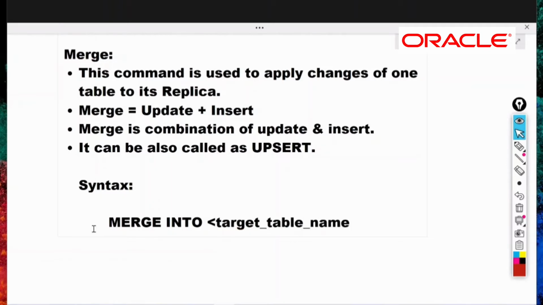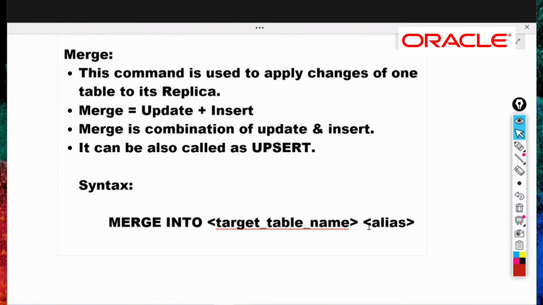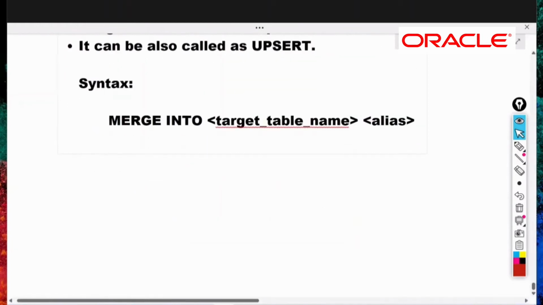So it's better to give alias names here, because table names may be lengthy. To make the table name short, we use an alias here. So we give the target table alias name here. Merge into table name, table alias. Using which table you want to merge, we have to tell.